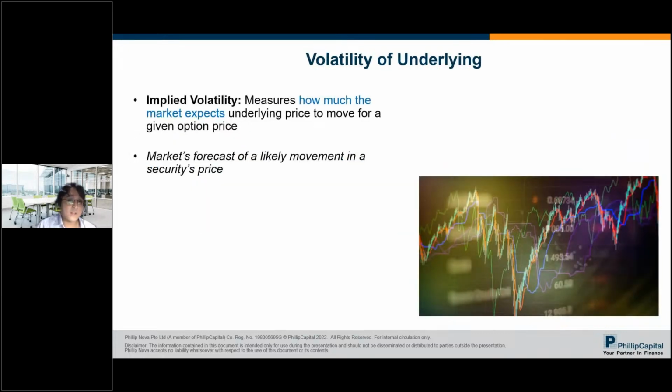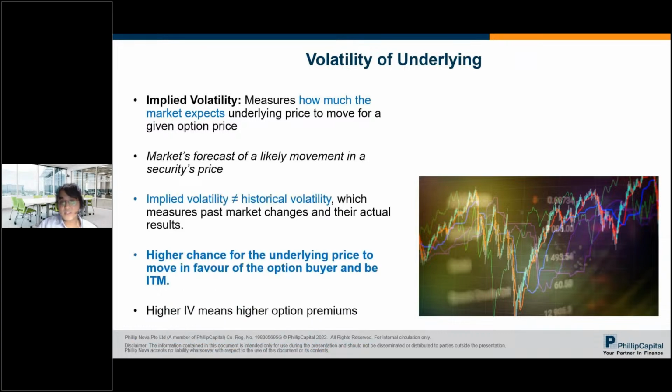Then next, I'll also be talking about volatility. When it comes to options, volatility is a very important concept. Volatility actually isn't, I would say, a very negative thing when it comes to options. For options, we typically use a term that we call implied volatility, and this is essentially just a market forecast of how an asset price will move in the future. This is not historical volatility. Historical volatility refers to the past market changes as well as the actual results. So for options, premiums are typically priced based on the implied volatility.